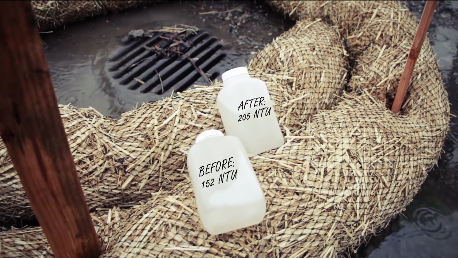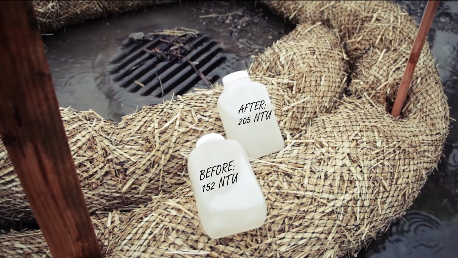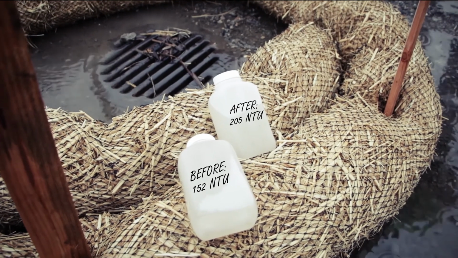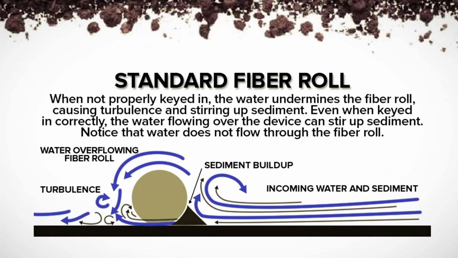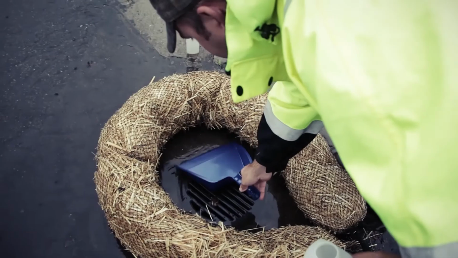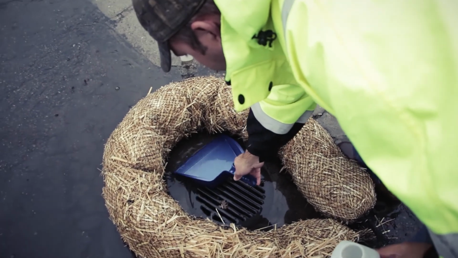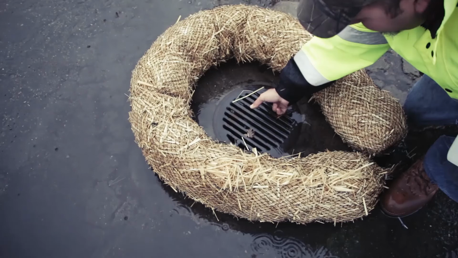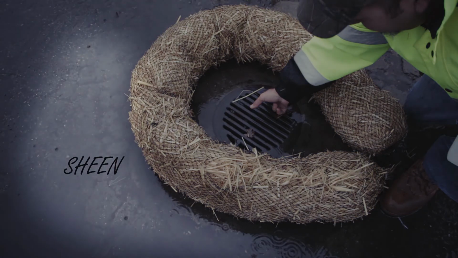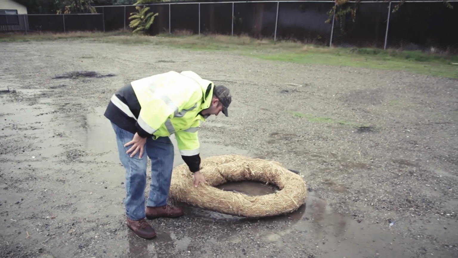We didn't perform a scientific test to see what the reason for this was, but we have a pretty good idea. We think the water undermining the incorrectly installed fiber roll was causing turbulence on the other side of the device where we collected our sample. Now, the turbidity in the parking lot installation was negligible. There was, however, a sheen that we noticed, and unfortunately, the fiber roll didn't remove the sheen.